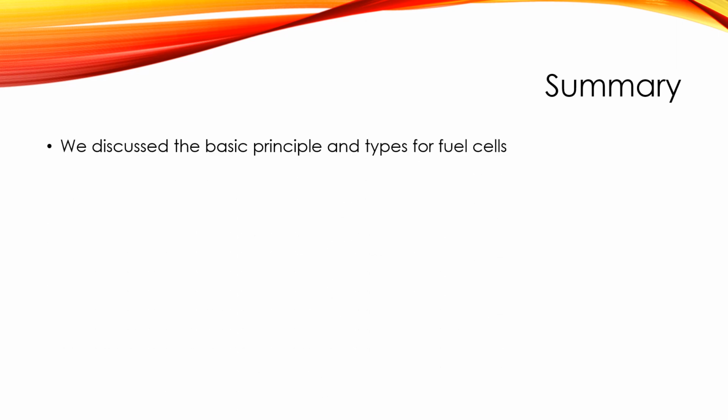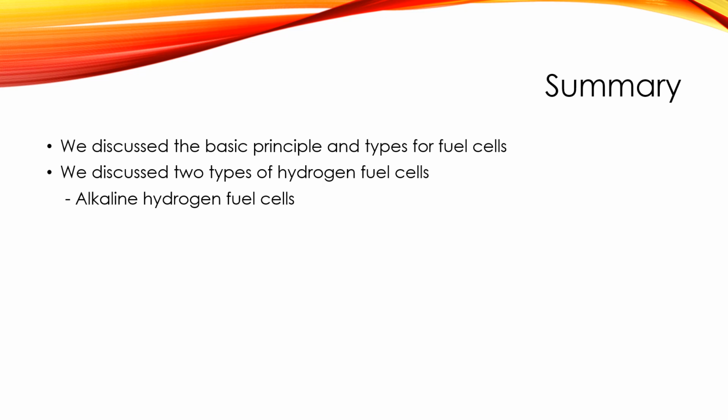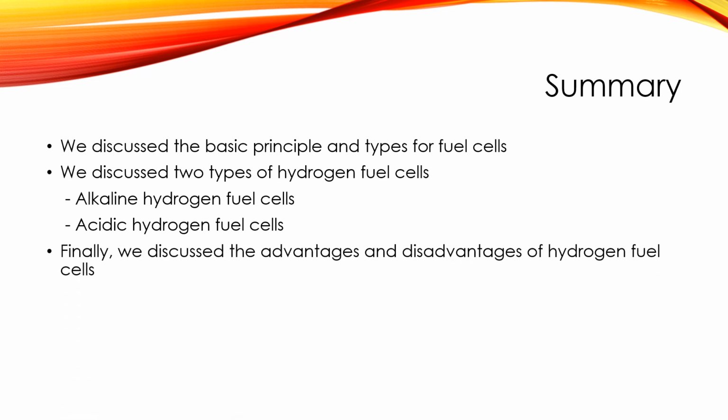So to summarize what we went over, we discussed the basic principles and types of fuel cells. We discussed two types of hydrogen fuel cells specifically, including alkaline hydrogen fuel cells and acidic hydrogen fuel cells, where in alkaline hydrogen fuel cells, the electrolyte facilitates the transmission of OH- ions, whereas in the acidic hydrogen fuel cells, the electrolyte facilitates the flow of H+ ions. And then finally, we discussed the advantages and disadvantages of hydrogen fuel cells.